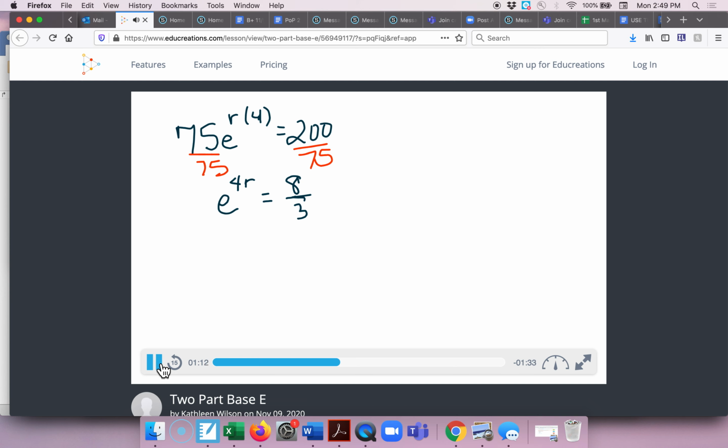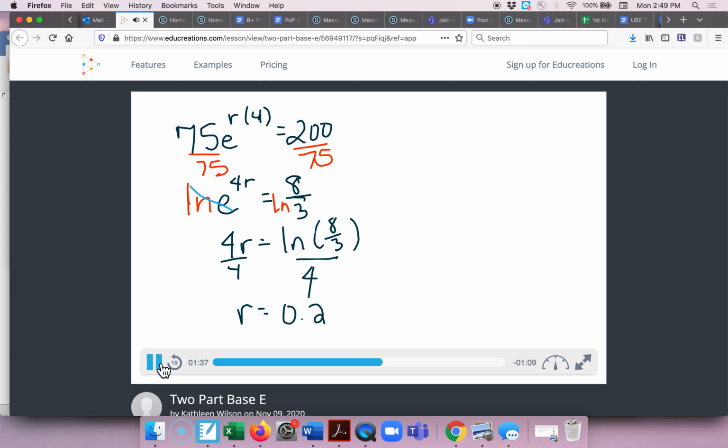And now what do we have to do? We need to natural log both sides. That gets rid of the e. We end up with 4R equals the natural log of 8/3, divided by 4. And R equals, and I already did this calculation, 0.2452. You want to go out at least 4 decimal places. Do not over round your rate. Okay, so we have the rate.